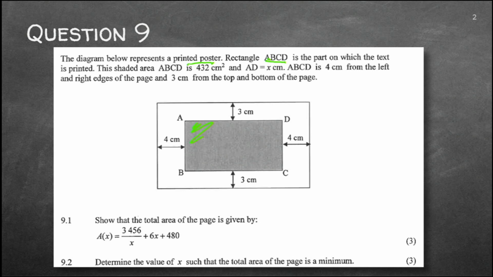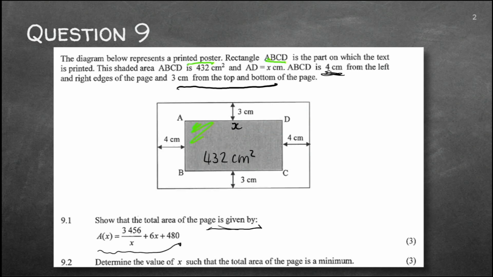The shaded area, ABC, is 432 squared centimeters. AD is X centimeters, so that would be X. ABCD is 4 centimeters from the left and right edges, and 3 centimeters from the top and bottom. So the diagram already has all the info on it. Now they're asking me to show that the total area of the page is given by this expression.